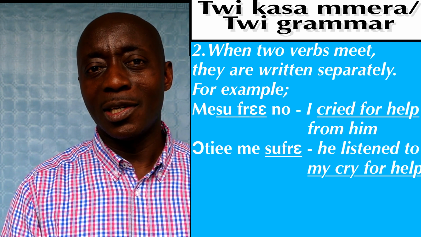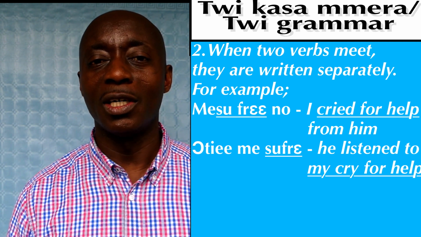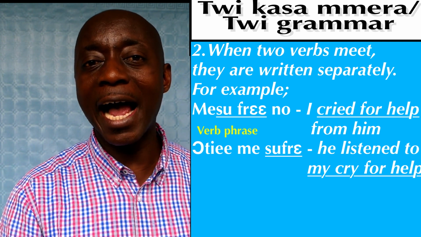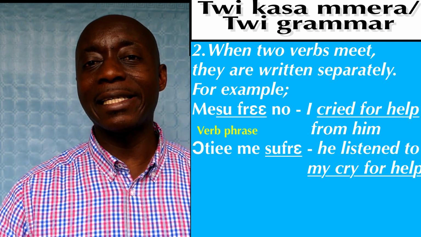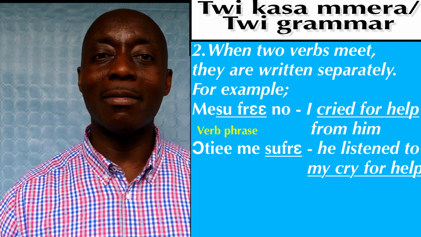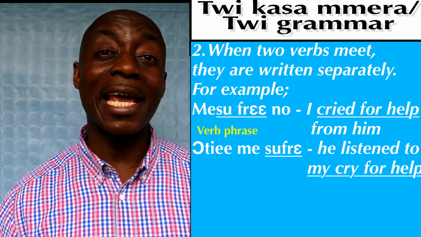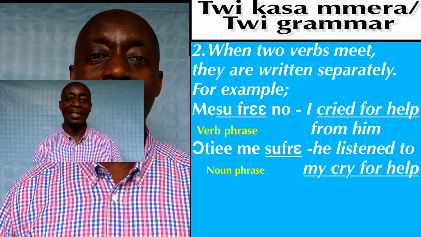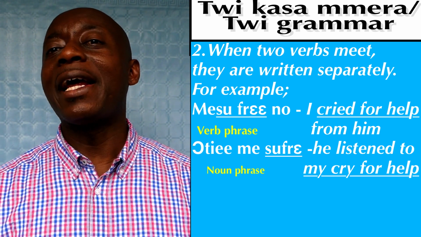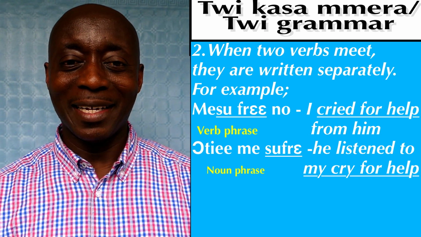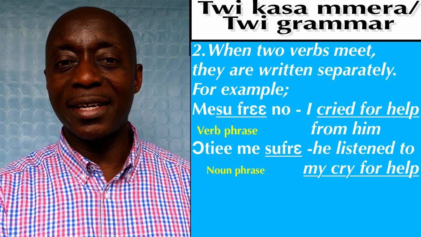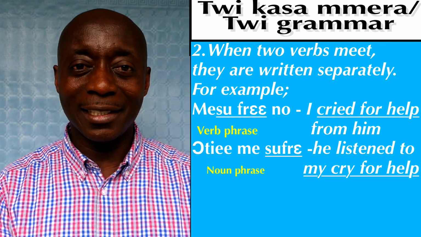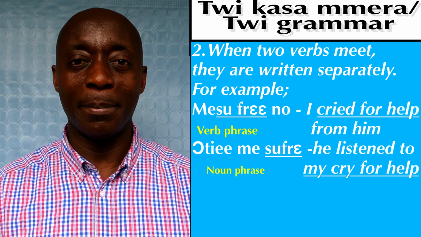If you underline cry for help in these two sentences, you realize that with the first one, we have a verb phrase. Mesu frɛ. I cry for help. This is a verb phrase. But in the second statement, he listened to my cry for help. My cry for help is a noun phrase, not a verb phrase. And for that one, we write them together, but not separately. And so you see that when you write them together, their identity changes from being a verb phrase to a noun phrase. We'll talk about that in detail later on. But now I want you to concentrate on this, that when you get two verbs, you separate them. That is the second rule.